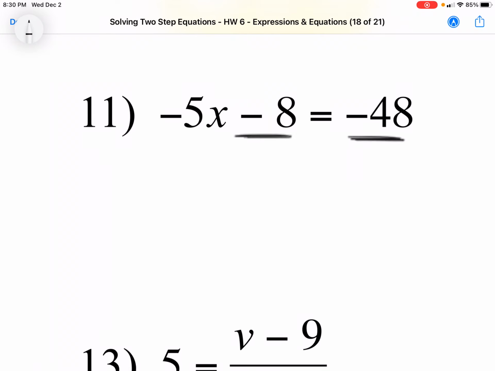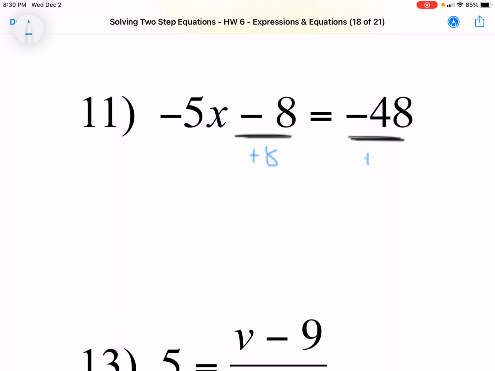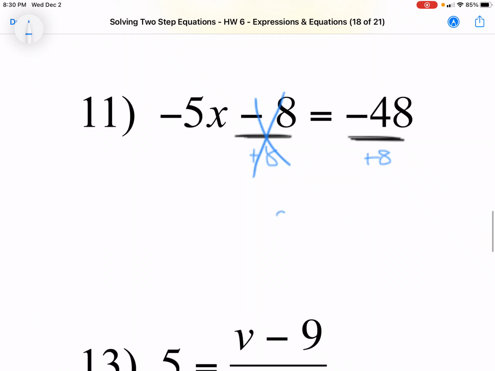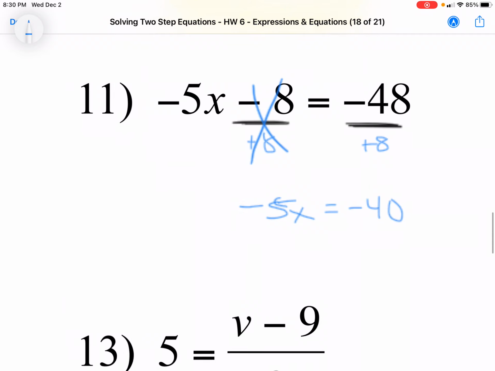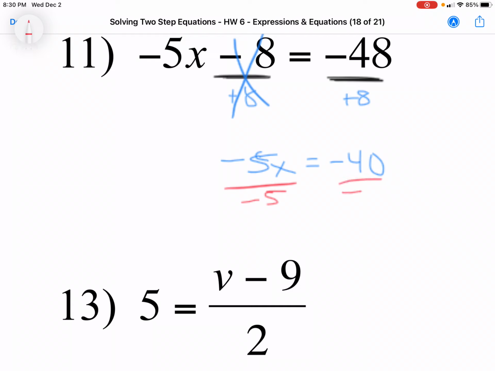Like terms, negative 8, negative 48. Why are they like terms? Again, they're just plain old numbers. They don't have a variable. What is the opposite of negative 8? We're going to add 8. When you do all of that, you're going to get negative 5x equals, what is that? Negative 40. Negative 5 times x, what is the opposite? Division. So I'm going to divide both sides by negative 5. When I do that, I'm going to be left with x equals a positive 8.